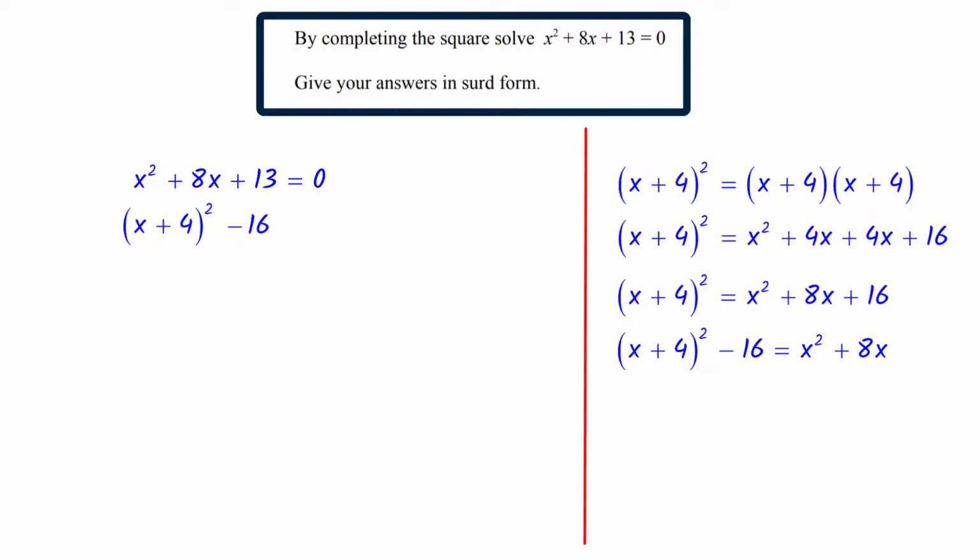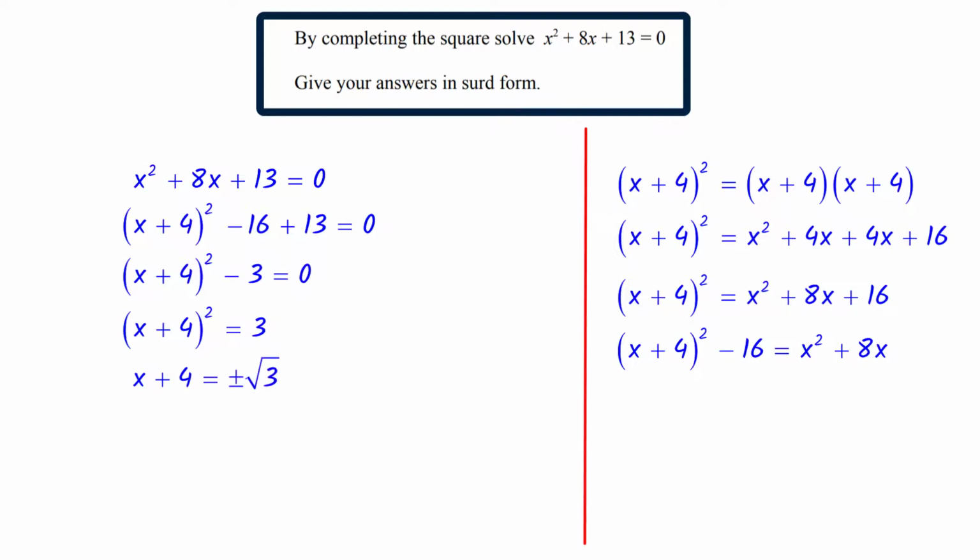We have x plus 4 squared minus 16 plus 13 is equal to 0, which then gives x plus 4 squared minus 3 is equal to 0. So x plus 4 squared is equal to 3, and therefore x plus 4 is equal to plus or minus the square root of 3. So x is minus 4 plus or minus the square root of 3. We now have a solution to this question.